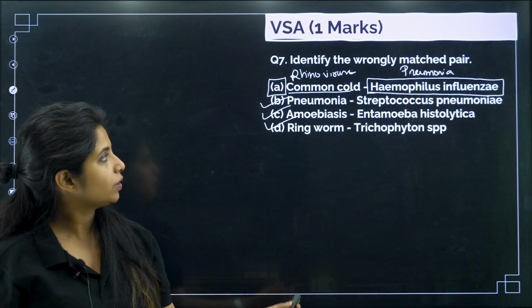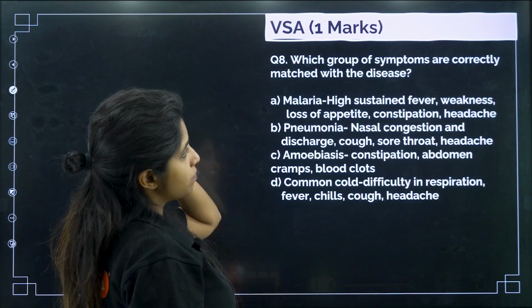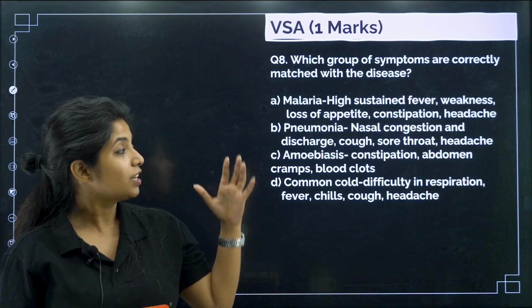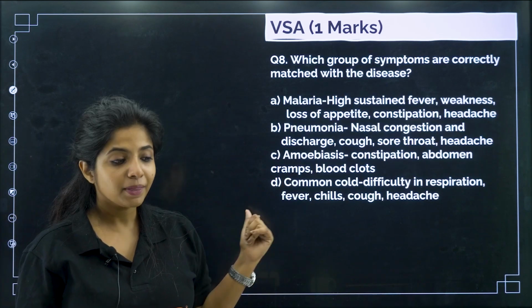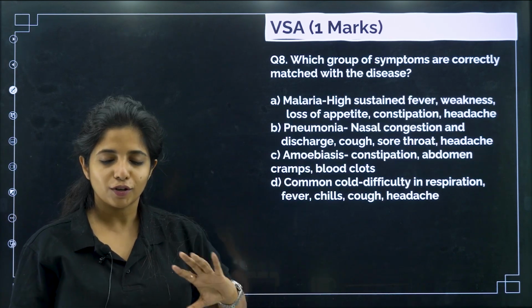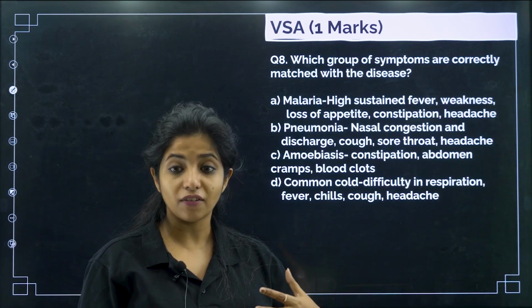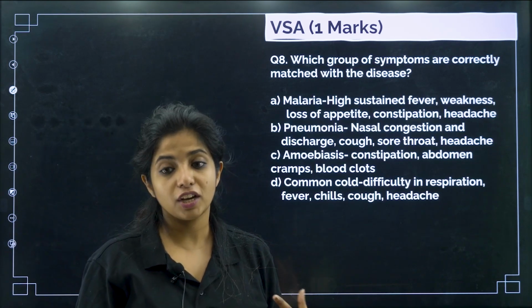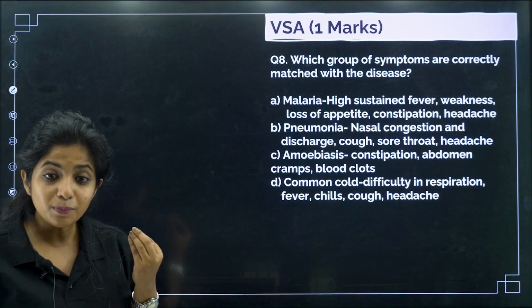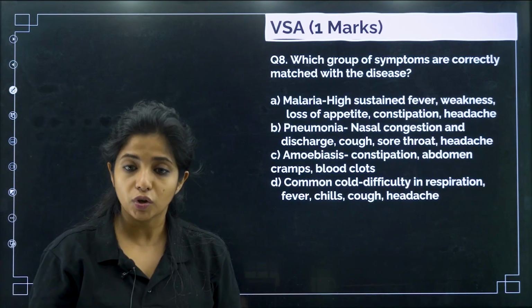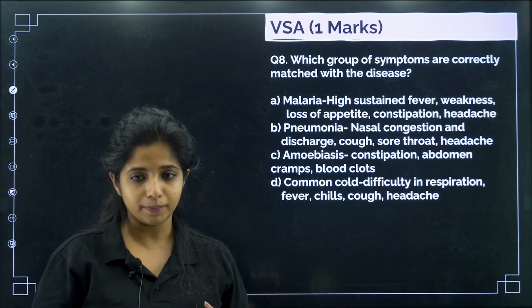Works? Chalo, next thing. Which group of symptoms are correctly matched with the diseases? So now you have to be looking for the symptoms. Why did I put this question up here? Because there are so many questions that you will be seeing in the 5 marker also. They have asked about the name of the causative agents and stuff like that. So you cannot miss this information. This is very important for all the diseases. You should be knowing the causative organism and the symptom.